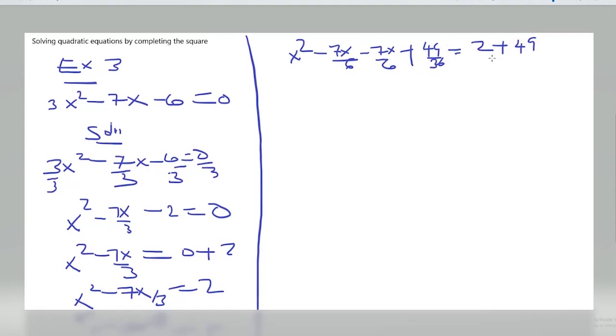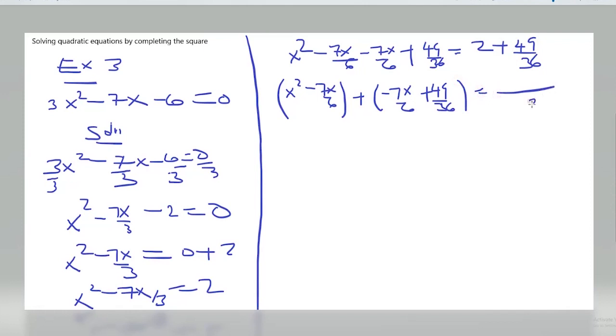You repeat the same product over 36. Now this will be equal to x squared minus 7x over 6, then minus 7x over 6 plus 49 over 36, which is equal to 2 plus 49 over 36. Take the LCM, which is 36. This one is over 1. 36 divided by 1 is 36, times 2 is 72. Then plus 36 divided by 36, which is 1, times 49 is 49.